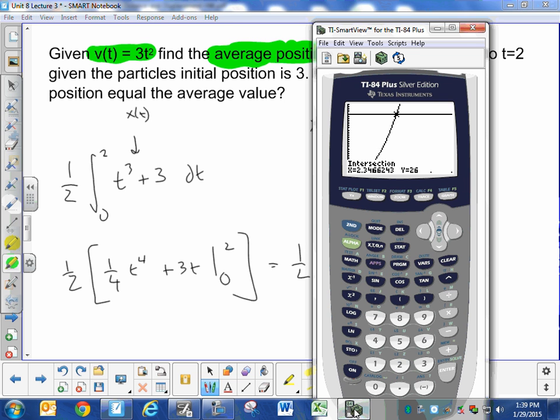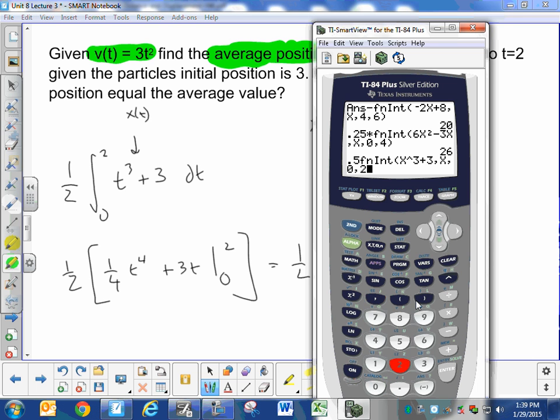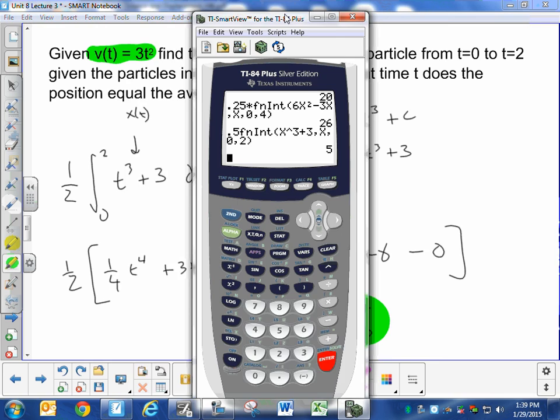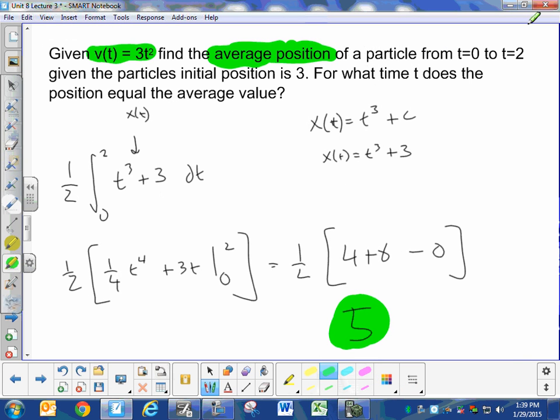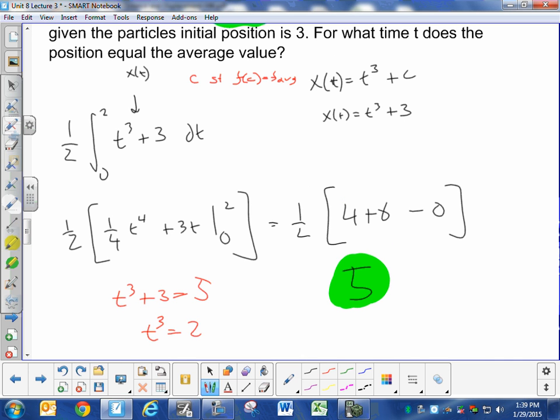Okay, and that can be checked if I wanted to. The integral of 0.5 times t cubed plus 3 with respect to t from 0 to 2. Boom, 5. And then, for what time t does the position equal the average value? That's the whole find c such that f of c is equal to f of your average. Well, when does t cubed plus 3 equal 5? I can actually calculate this by hand. That's when t cubed is equal to 2, or t equals the cube root of 2. Okay? Sweet. Next one.